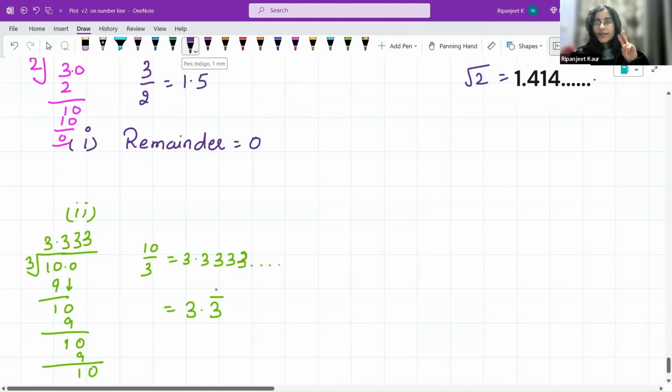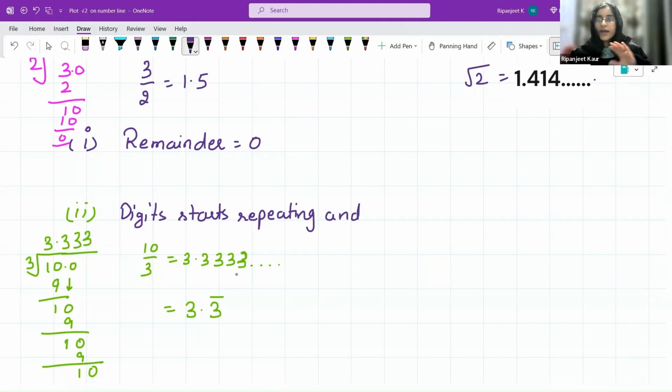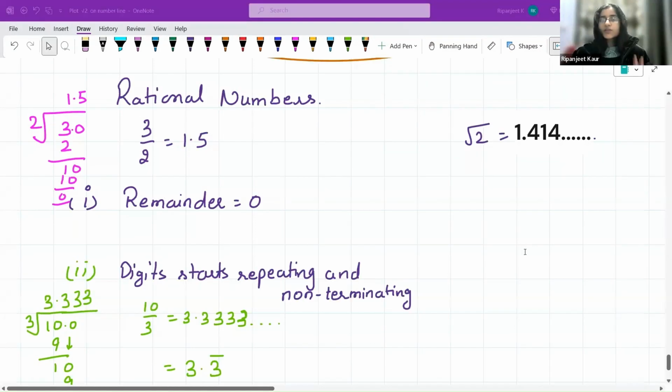So what is the second indication for a rational number? Well, the digits start repeating and are endless, not ending. So we call that non-terminating. Do you remember we did this in the first session? So these are the two indications of rational numbers. Either the remainder will become 0 at the end, or number 2, the digits will start repeating and they will be non-terminating. They are not going to end, right?